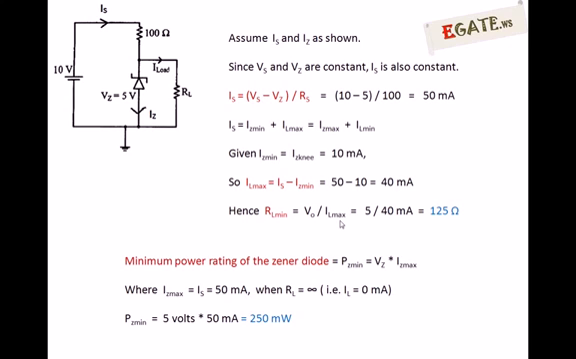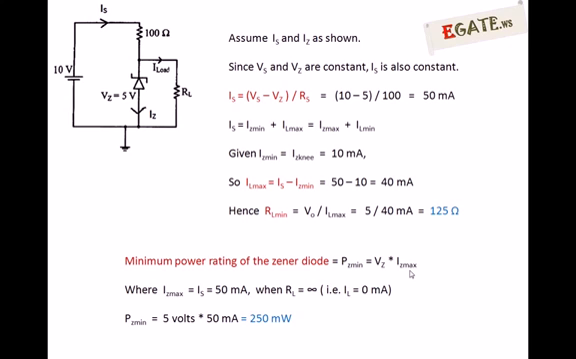Now the minimum power rating of the Zener diode. The Zener diode should not break down whenever it is acting as a voltage regulator, and we don't know whether the current flowing through the Zener diode is minimum or maximum. So we should take the tolerable limit as the maximum Zener current, and the minimum power rating is calculated as Vz into Iz maximum. The current flowing through the Zener diode will be maximum whenever no load is connected. No load means RL is equal to infinity, which implies IL is equal to 0 milliamperes.